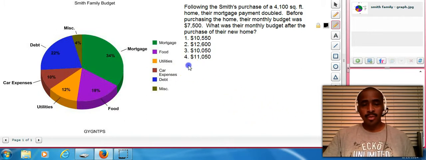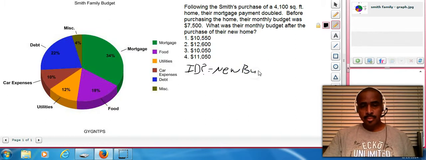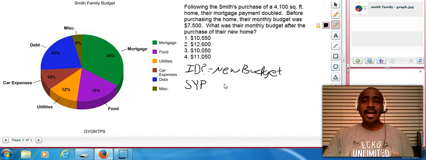So if you've been working with me for any extent of time, you know that I follow a two-step process. The first step is to identify the question, and the question here is their new monthly budget. So I'm just going to put new budget. And then the second thing we do after we identify the question is to state your path, or another way to say that is how do we get back to answering that question with the information given.